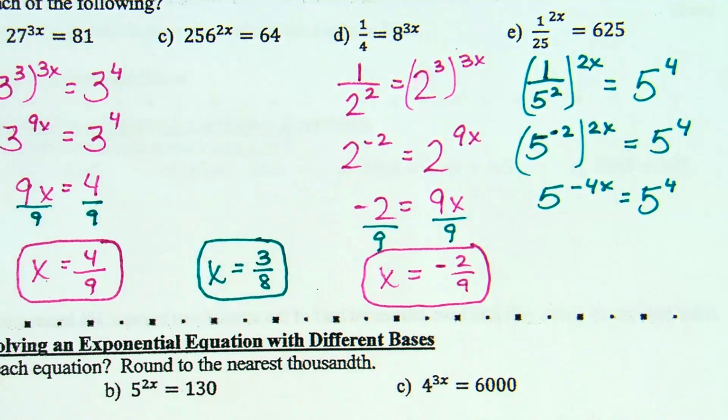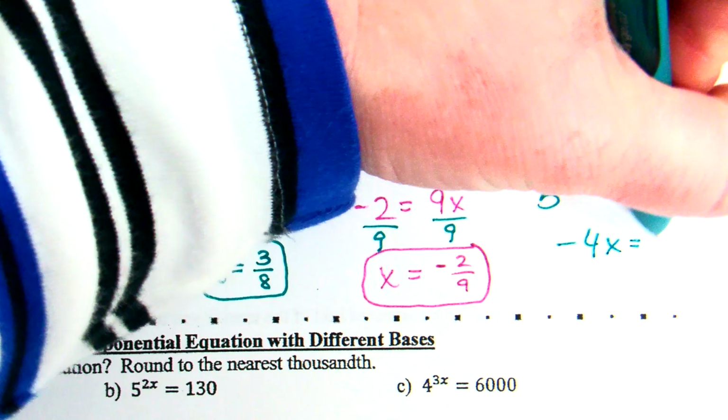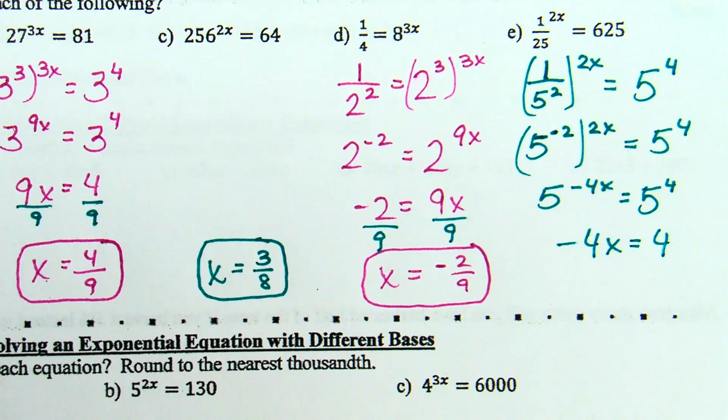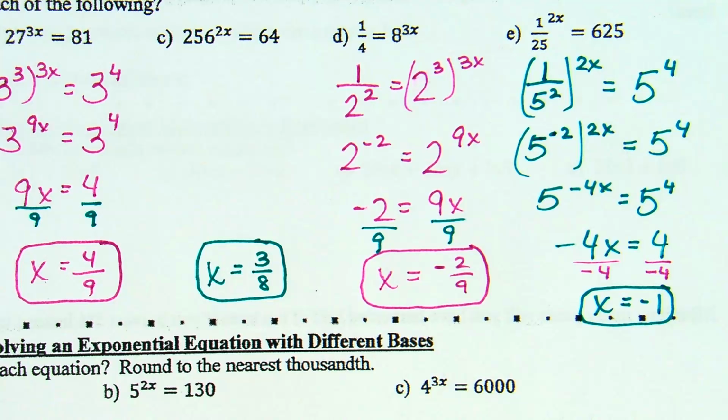Can you finish it? The 5s are the same, so we can drop our bases and make the equation negative 4x equals 4. In order to solve, I'm going to divide by negative 4. 4 divided by negative 4 makes my answer negative 1. It's not too bad. Okay. And I haven't talked about it, but you could use the calculator to do some checking here on some of these. You could take your answer and put it back into the original problem using your calculator and see if it works.